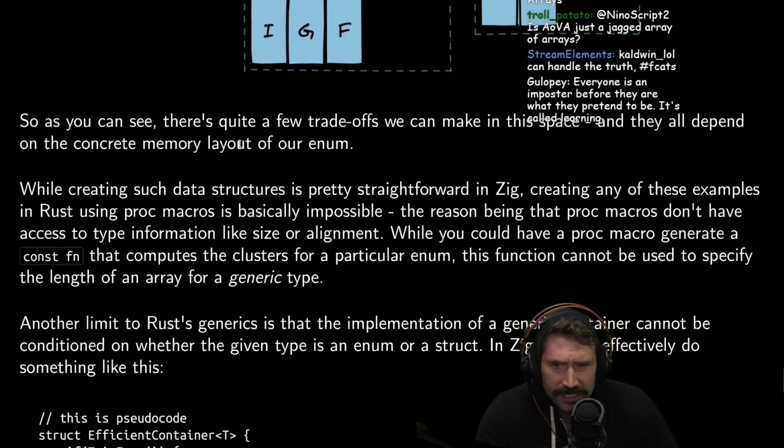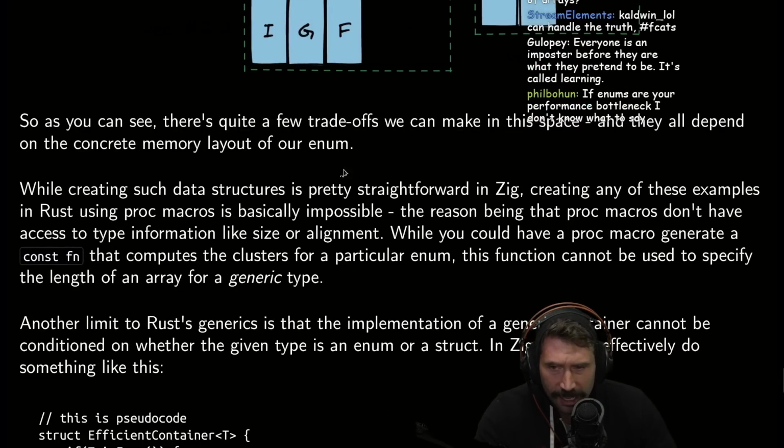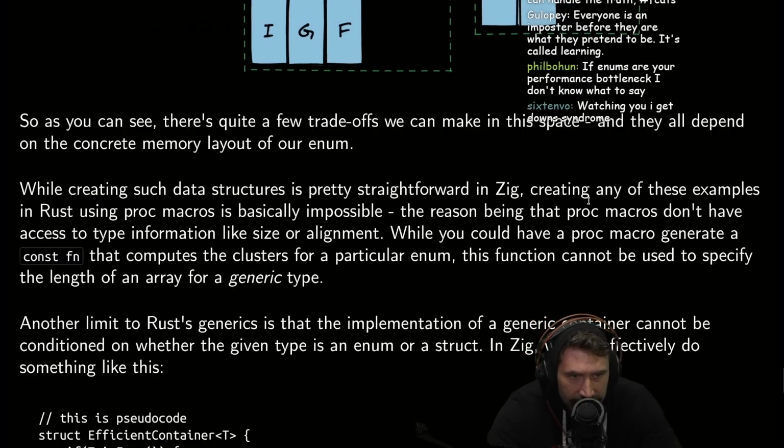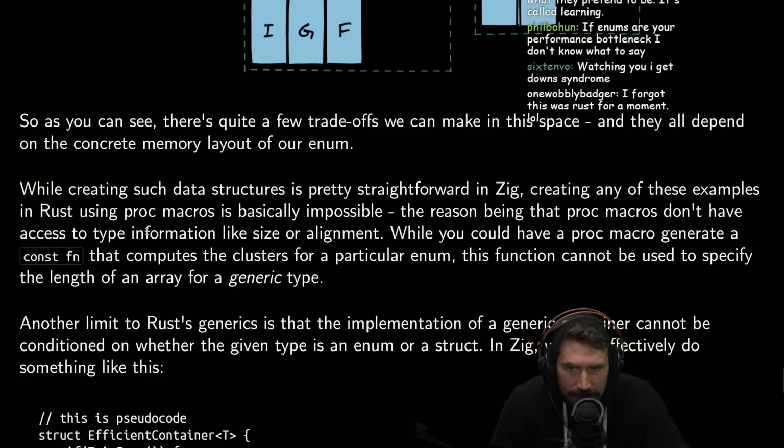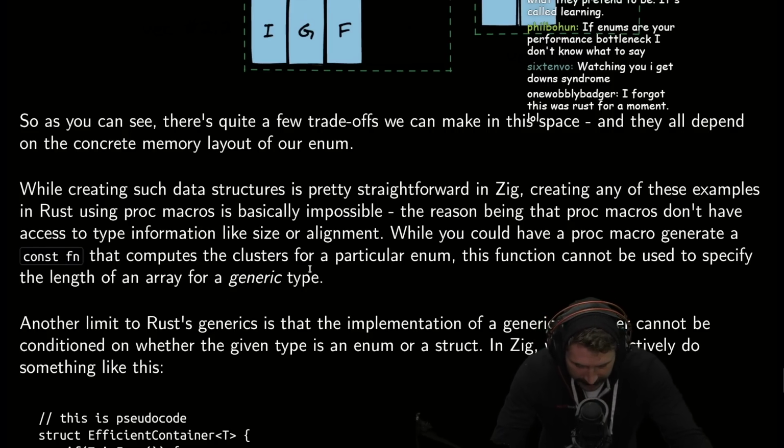All right, so as you can see, there are quite a few trade-offs that we can make in this space, and they all depend on the concrete memory layout of this enum. While creating such a data structure is pretty straightforward in Zig, creating any of these examples in Rust using proc macros is basically impossible. Completely agree. The moment you enter proc macro land, you've pretty much entered impossible land.